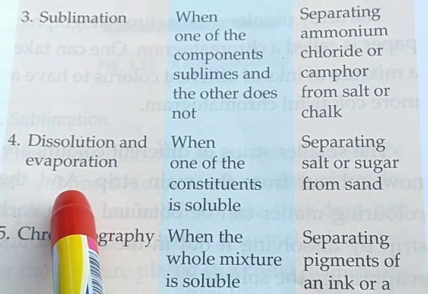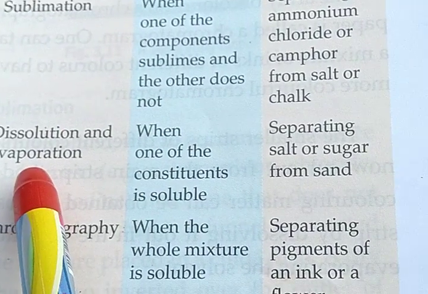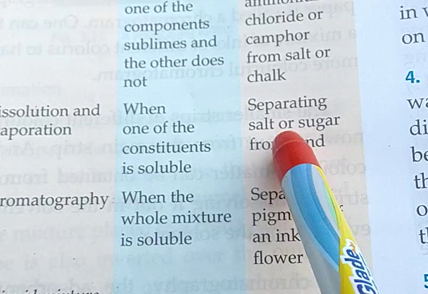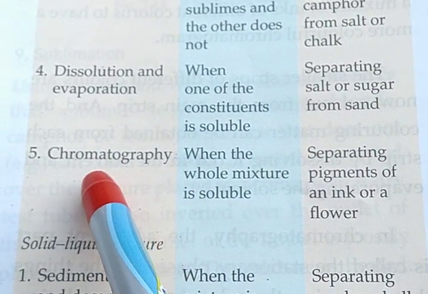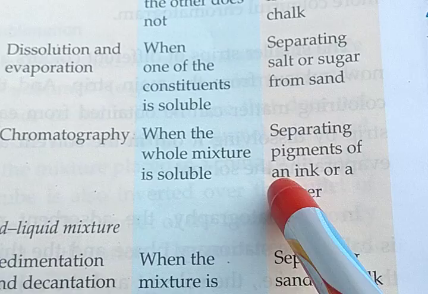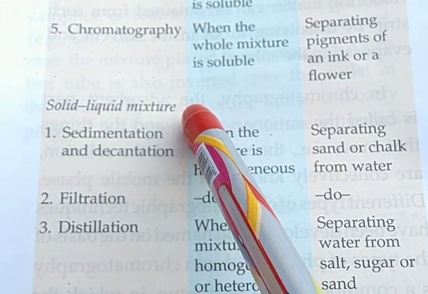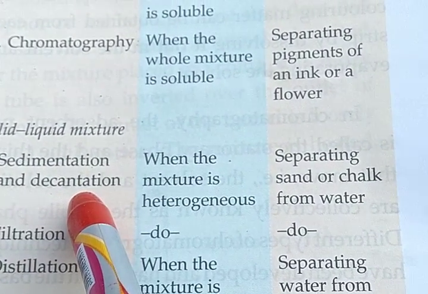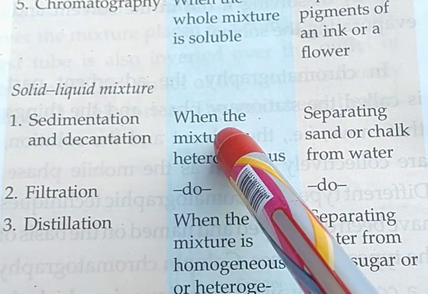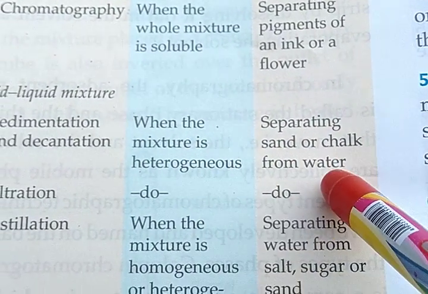Next, dissolution and evaporation. When one of the constituents is soluble, we can apply the dissolution and evaporation process for separating the components, basically the one which is soluble in the solvent, like salt or sugar from sand. Chromatography, when the whole mixture is soluble, separating pigments of an ink or flower. Next, solid-liquid mixture: sedimentation and decantation. When the components of a mixture are heterogeneous, then we can apply the sedimentation and decantation process. By this process, we can easily separate sand or chalk from water.